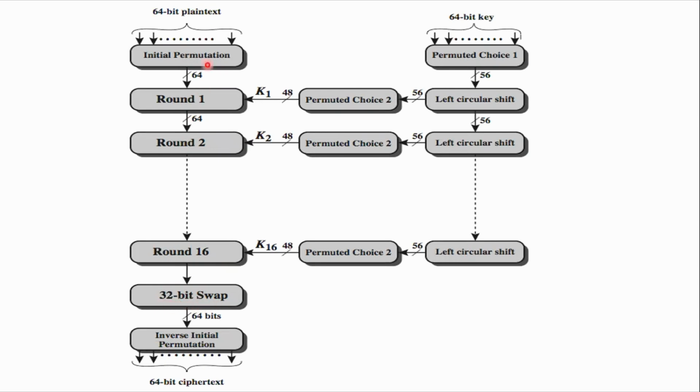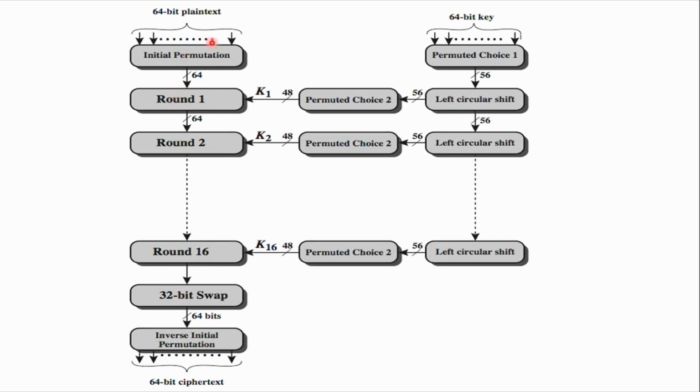First of all, the text you have to divide into two halves, left part and right part. And then at the end of 16 rounds, you have a 32-bit swap. That means whatever you are getting as a left part here should be swapped with the right part and vice versa. And then whatever permutation you have got here has to be reversed as a last step. Okay, so this is a complete DES encryption, that is data encryption standard encryption.